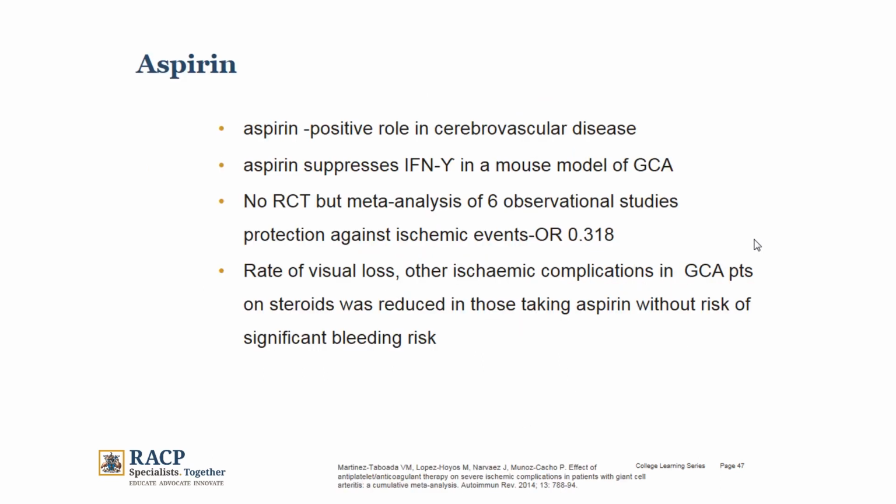Aspirin can have a positive role in the management of giant cell arteritis, as there is some benefit in suppressing interferon gamma. There's a positive role, as you know, in cerebrovascular disease, and there is some reduction in the rate of vision loss and ischemic complications in patients on aspirin.